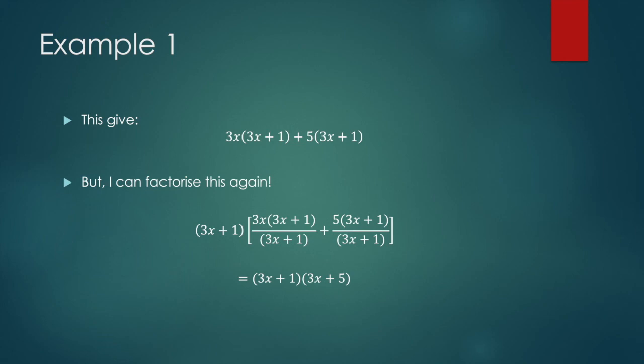So what we notice here is that, hey, we can actually factorize again. So I can take 3x plus 1 out, bracket my original expression, divide by 3x plus 1, and then finally it simplifies into 3x plus 1 multiplied by 3x plus 5.